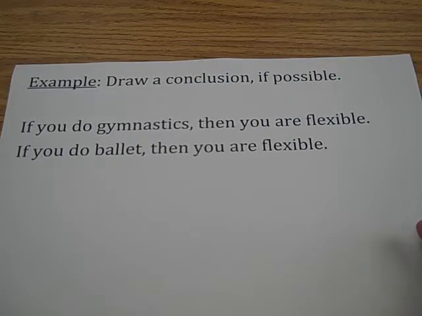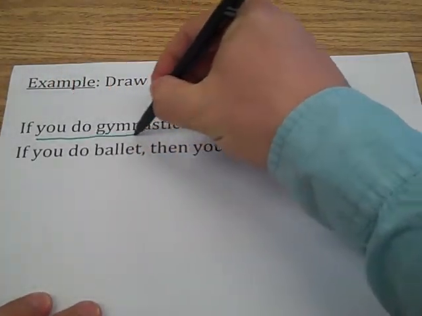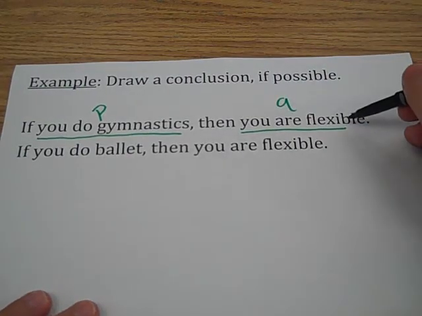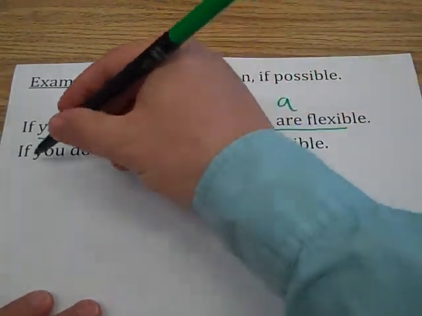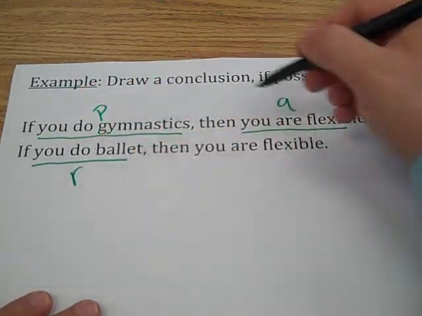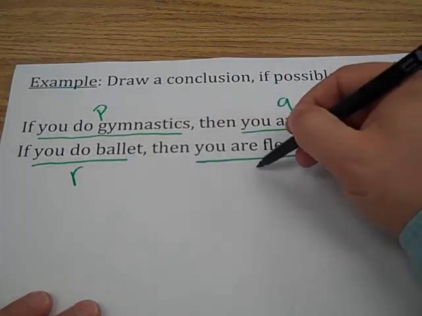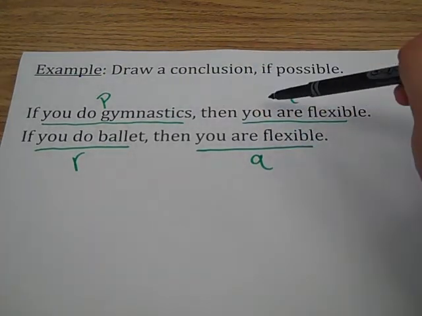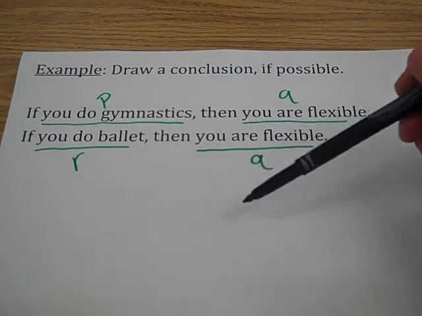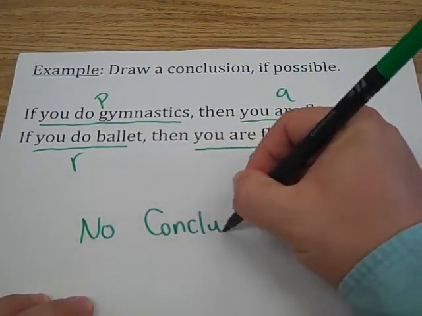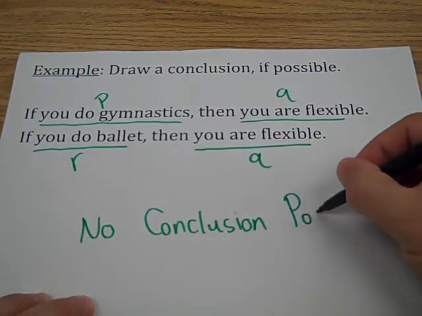I have another example. This is one to show you what it looks like when we cannot draw a conclusion. I have if you do gymnastics, that's my P. You are flexible is Q. In my second conditional, you do ballet is the hypothesis. That's a new idea. We'll call that R. You are flexible is Q. This doesn't fit the law of syllogism. It says if P then Q, if R then Q. That's not how the law goes. So here we could say no conclusion possible.